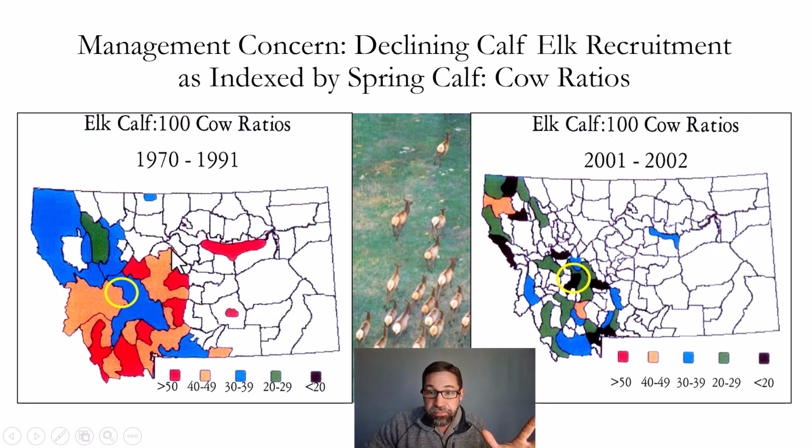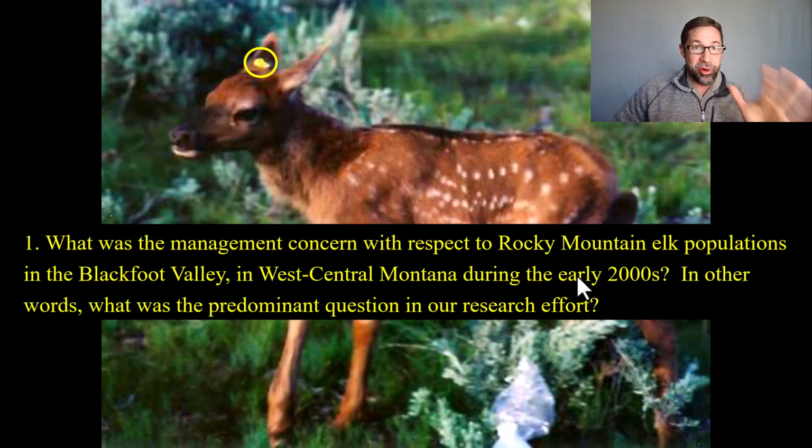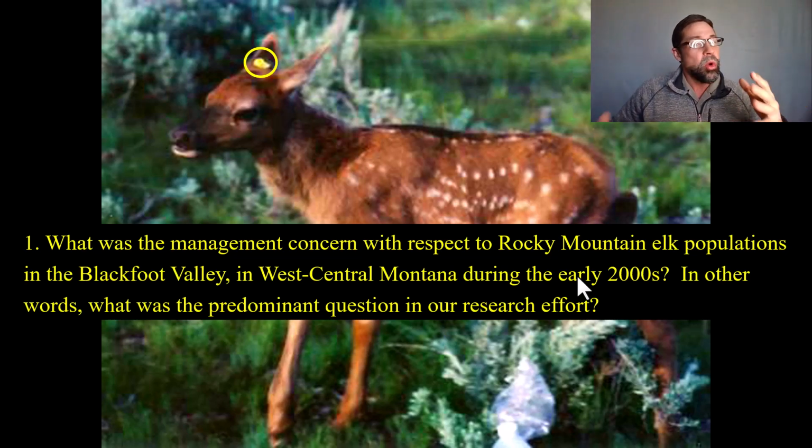However, when I started this work in 2002, calf-cow ratios on our study site had declined to less than 20 calves produced per 100 cows. So the first question I have for you on your case study is, what was the management concern? What were managers worried about with respect to Rocky Mountain elk populations in the Blackfoot Valley in west central Montana during the early 2000s? In other words, what was the predominant question in our research effort? Hopefully you picked that up.